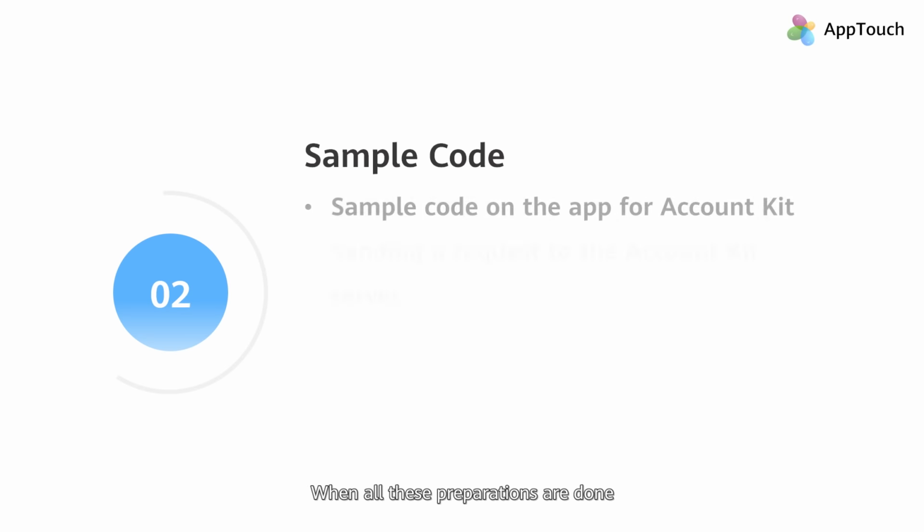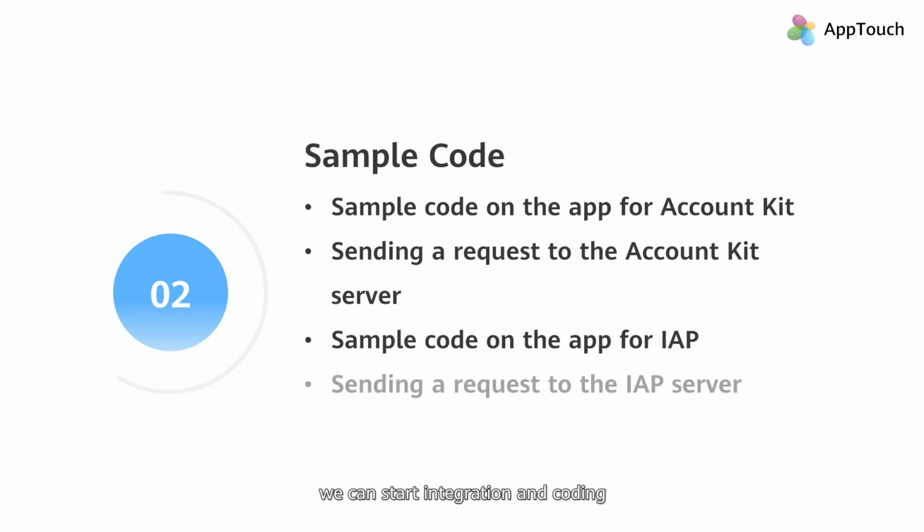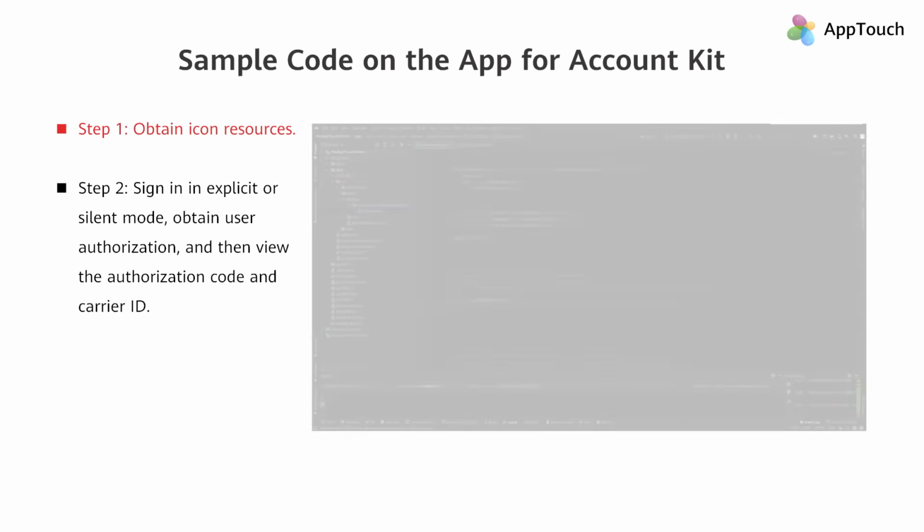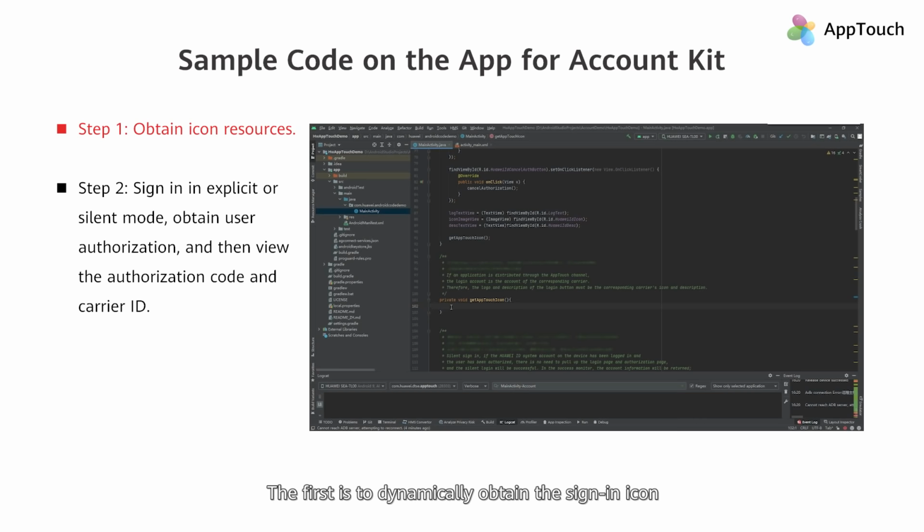When all these preparations are done, we can start integration and coding. I'll be introducing sample code in your app and how to simulate requests on your server using Postman. Your app mainly implements two functions. The first is to dynamically obtain the sign-in icon and its name. The second is to obtain user authorization and show authorization code and carrier ID after explicit or silent sign-in.